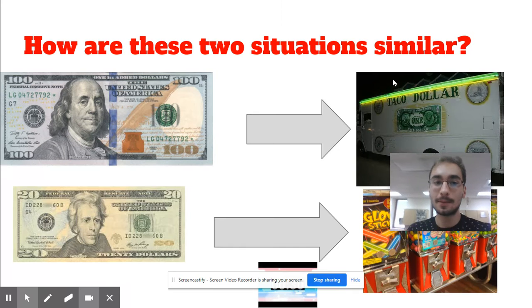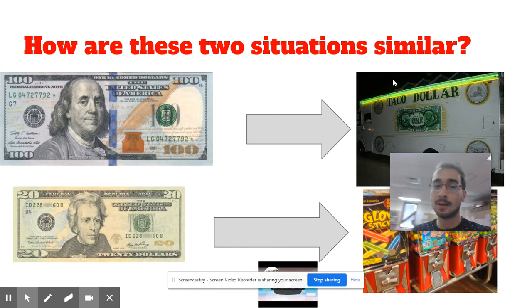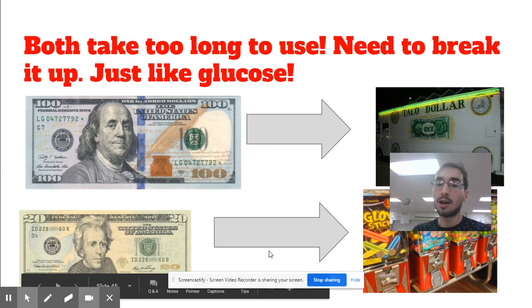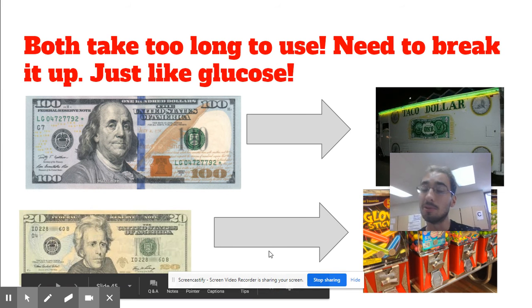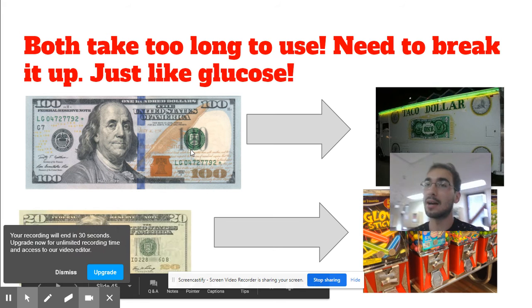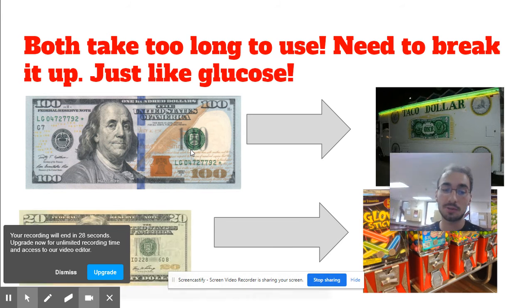And then next, think, how are these things similar? How is it similar to bring a $100 bill for dollar tacos or like a $20 bill for candy? How are these two similar? I hope you realize both take too long to use. I need to run to the ATM if I'm going to use that $100 bill. They may not have enough change.